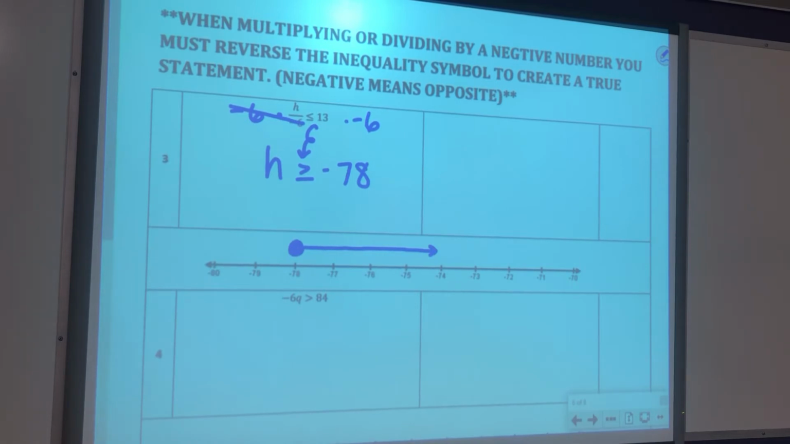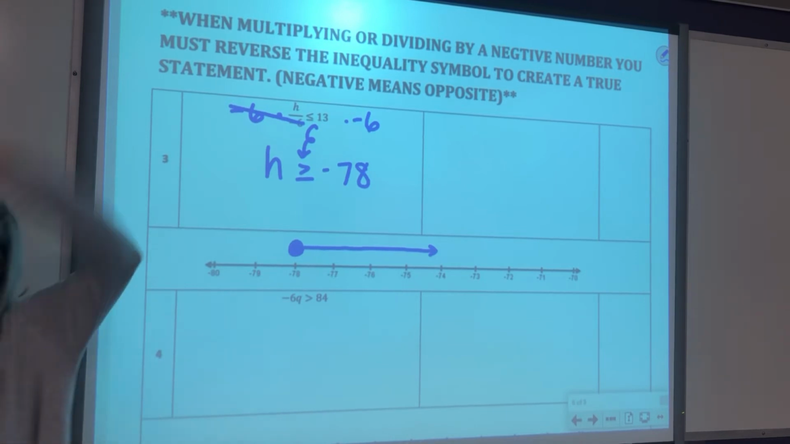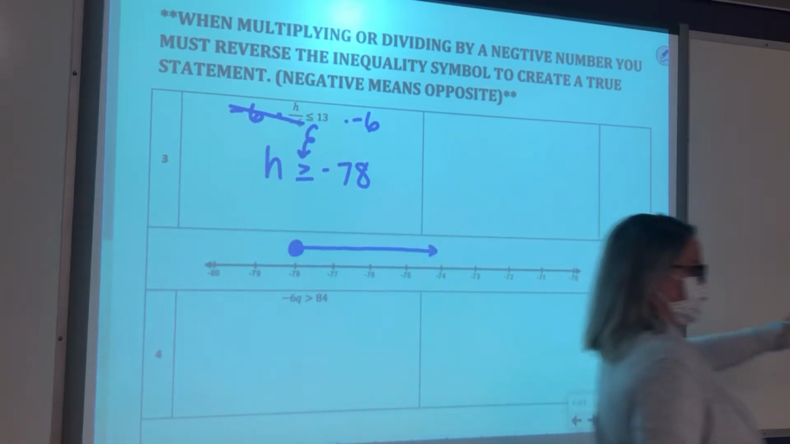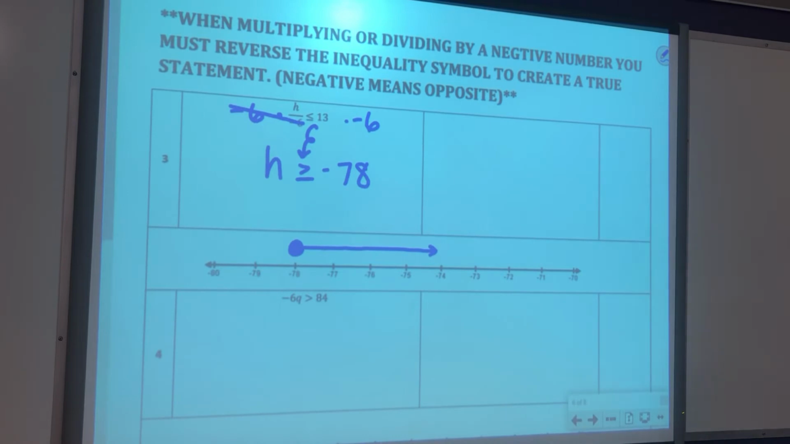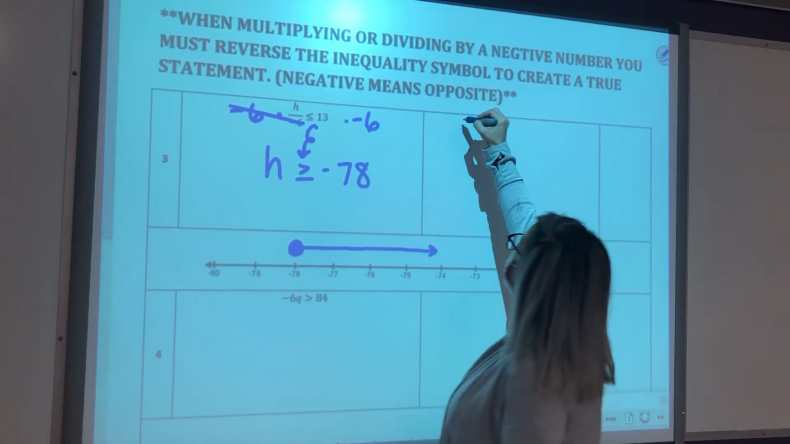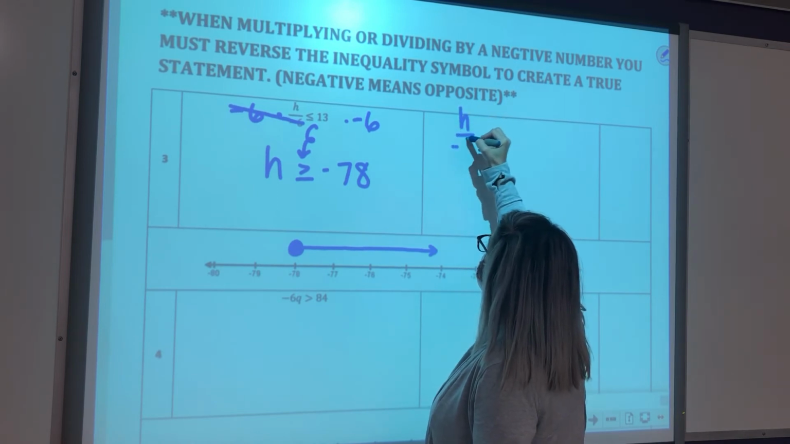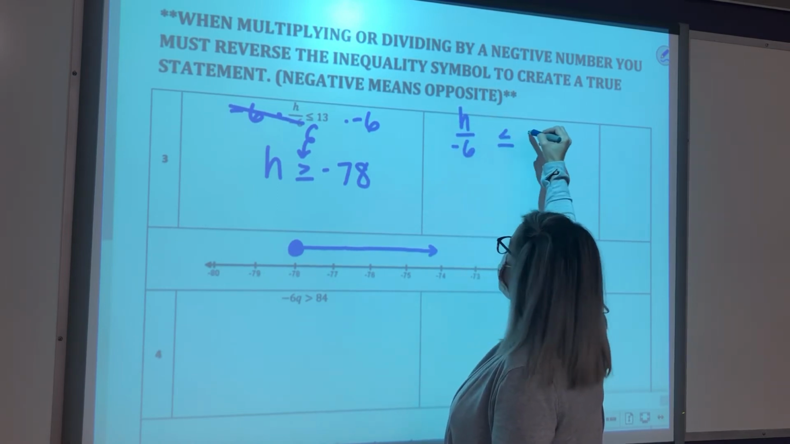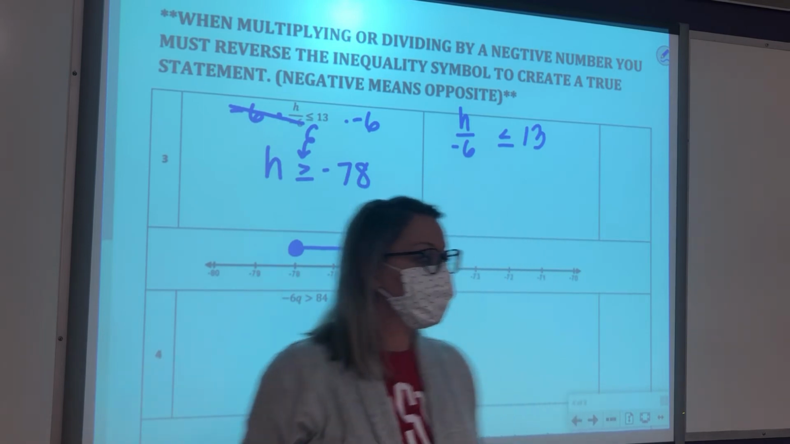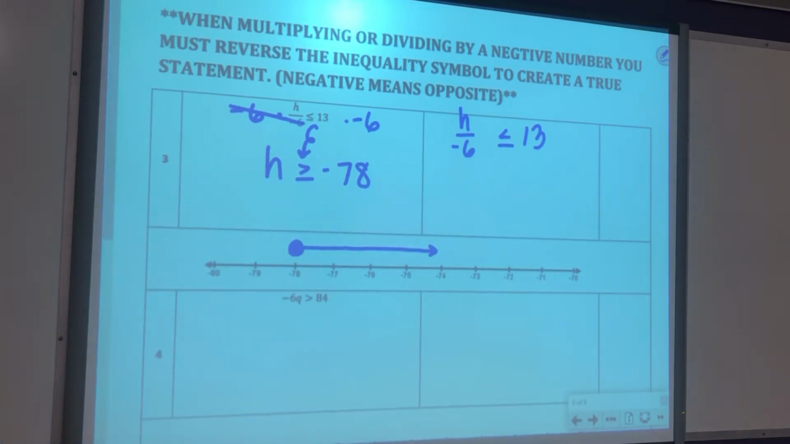Because I multiplied by a negative, that negative tells me to do the opposite. So I have to go the opposite direction, and the opposite of less than is greater than. How would you end up rewriting this? Would you leave the sign the same or keep the sign flipped? Very good question. You always keep the integrity of your problem. So if you're going to check it, you write h divided by 6 is less than or equal to 13. You always check it against the original problem.